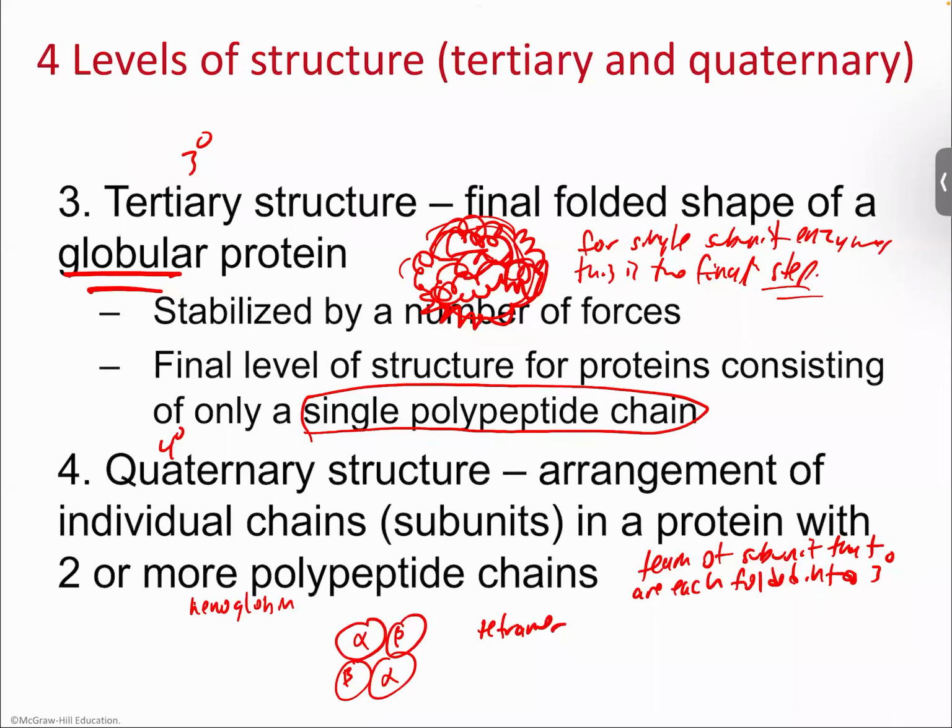An alpha globin by itself is not functional, nor is a beta globin by itself functional. Hemoglobin is only functional if all four of these subunits come together and act as a team. Once they're assembled as a team, then they've acquired their final level of structure, quaternary structure, and then they become the functional hemoglobin molecule.